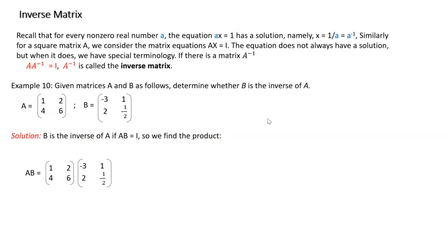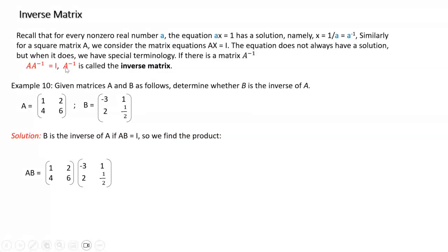Now recall that for every non-zero real number A, the equation AX equals 1 has a solution, namely x equals 1 over A, or the inverse. Similarly, for a square matrix A, we consider the matrix equation AX equals the identity. The equation does not always have a solution, but when it does, we have a special terminology. If there is a matrix, this means if there's a matrix A, this is the inverse. A to the negative 1 power means it's the inverse. So if you multiply the original matrix times the inverse, it has to give you the identity.